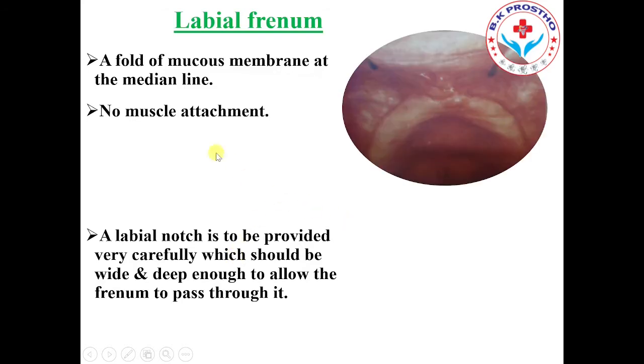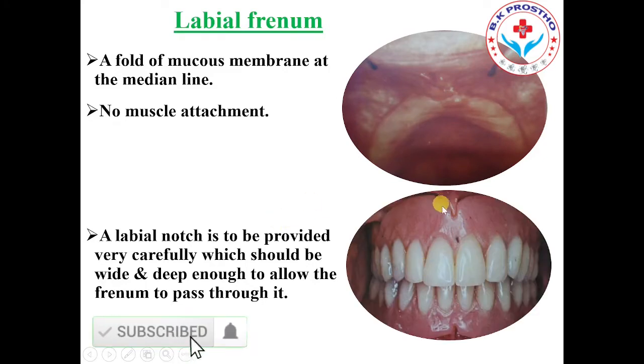Labial frenum. Basically, this is a fold of mucous membrane which extends from the inner aspect of the upper lip and is attached to the residual alveolus. It has no muscle attachment, so it has only an indirect effect on the denture flange. The labial notch is to be provided and should be deep as well as wide enough so that this labial frenum can easily pass into this labial notch.